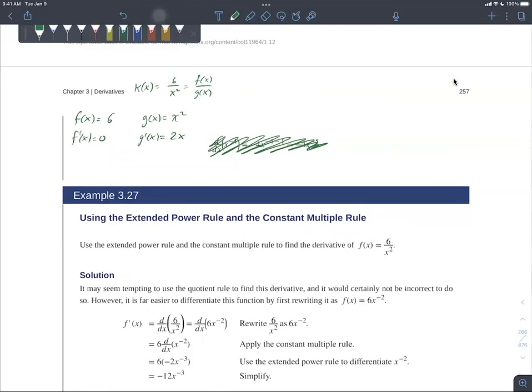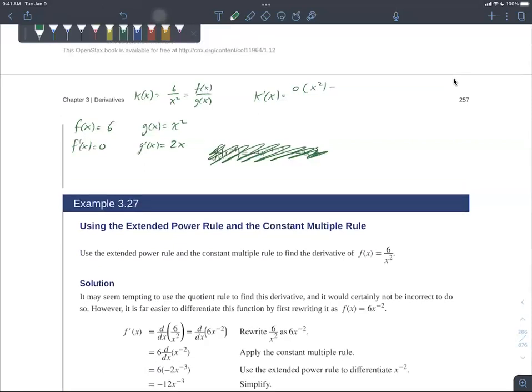And so what is k prime of x? I'm not going to write out the formula, but it is f prime of x times g of x minus g prime of x, 2x, times f of x, 6, over g of x, which is x squared, squared. And here I'm using f prime g minus g prime f. This is the quotient rule, over g squared. That's what I used here for the derivative of f over g.